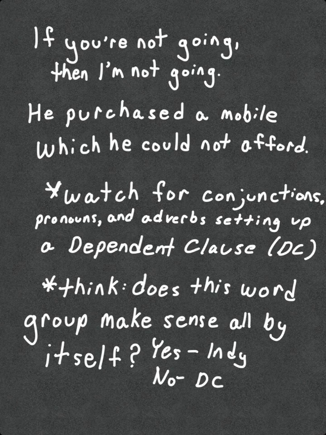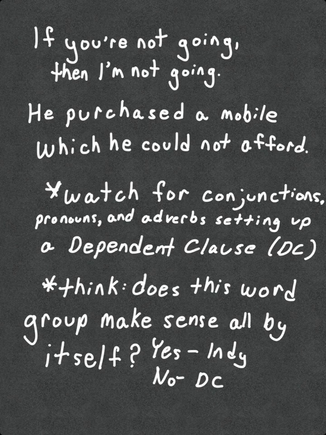So when we're looking for a dependent clause, we're watching out for conjunctions, pronouns, and adverbs as they tend to set up a dependent clause. Okay, well, he's a pronoun. He purchased a mobile. Well, that makes sense on its own, doesn't it? He purchased a mobile, subject, predicate. Okay, so what about the second part of the sentence?